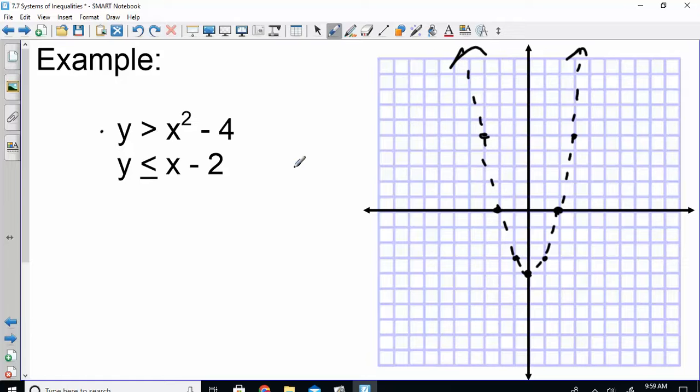When it's not a line, it's not as easy to just look at it and know where you're going to shade, so we could easily do a test point here. If we put in 0, 0, we get 0 is greater than negative 4. Is that true or false? True. So if 0, 0 works, where am I shading? Inside.